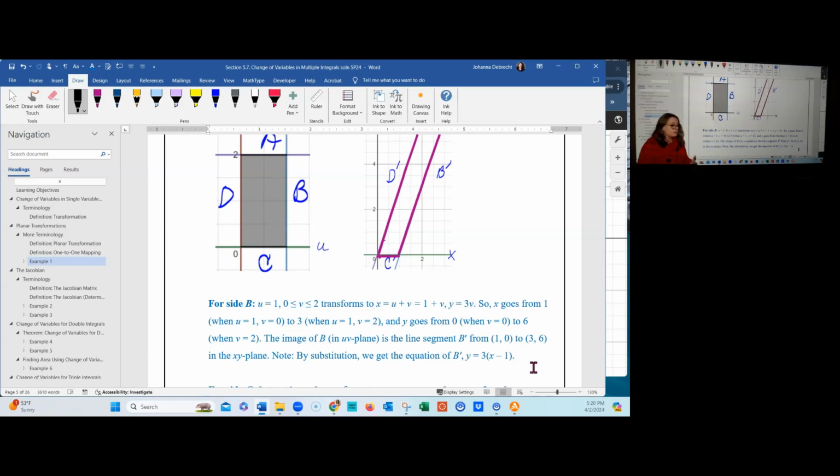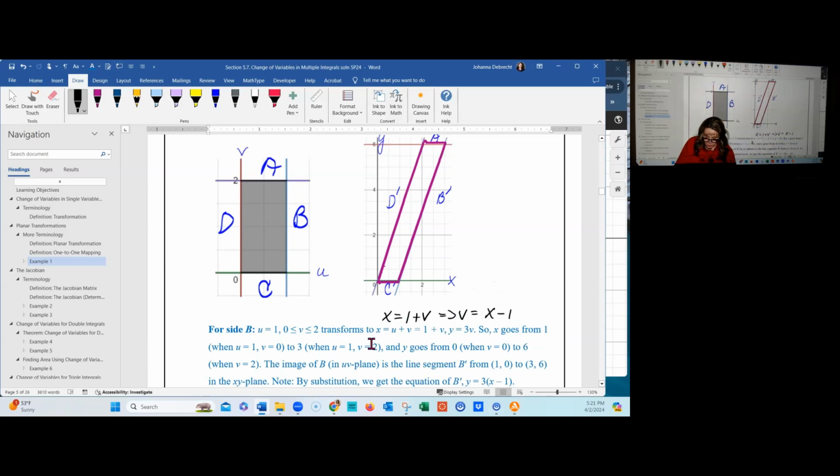Now, I can also use substitution, where I can take the equation y equal 3V, and solve the x equation for V and substitute it. And you may be saying, well, what happened to the U? Well, remember on side B, U is always 1, so x is equal to 1 plus V. If x is equal to 1 plus V, then I can write V equal to x minus 1. Then I can substitute that in place of V so that I get the equation y equal 3 times (x minus 1). So those two points are on that slanted line, and you can see that they're connecting the point (1, 0) to the point (3, 6). So this becomes side B prime.